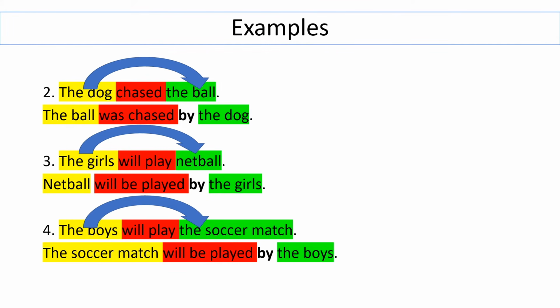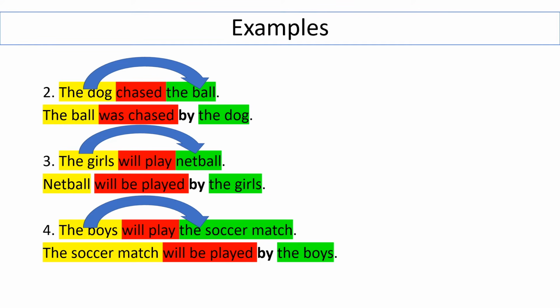Number 2. The dog chased the ball. Step 1. Chased is the verb. Step 2. The dog is the subject in the active sentence, chased is the verb, and ball is the object. Step 3. We now need to begin the new sentence with the object from the active sentence. So the sentence will read, the ball. Step 4. Now we need to change tense. Chased is in the past tense. Remember to use the tense table. So the sentence will now read, the ball was chased.